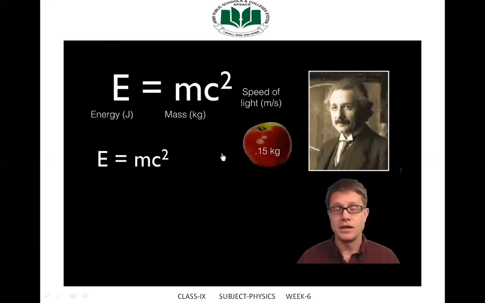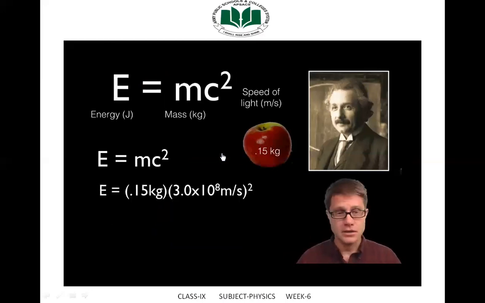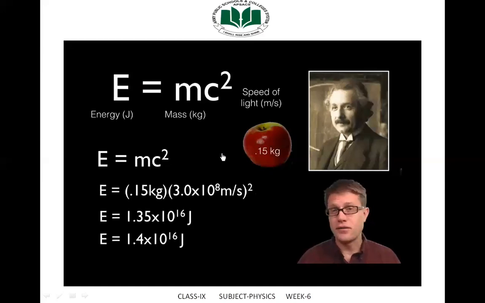And then you simply plug it into the equation. So energy is equal to mass, 0.15 kilograms, times the speed of light squared. So we have to square this value right here. And if I calculate that, I get around 14 quadrillion joules of energy just found in the matter of the apple itself.